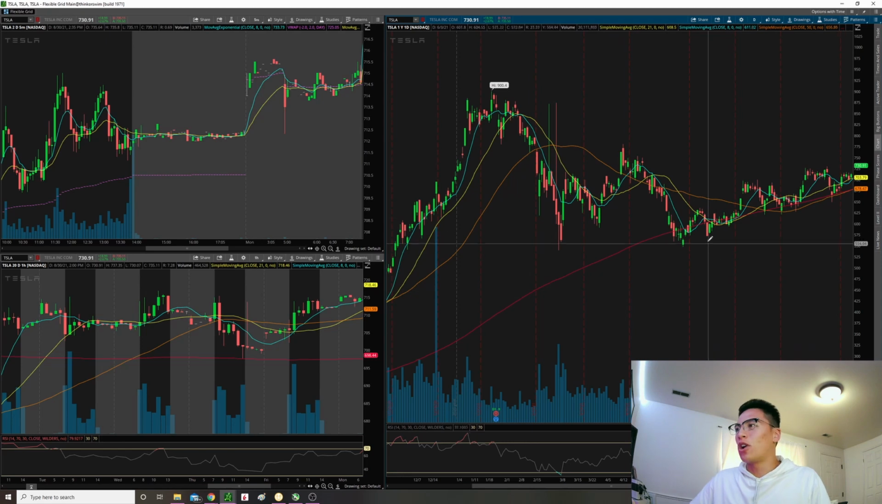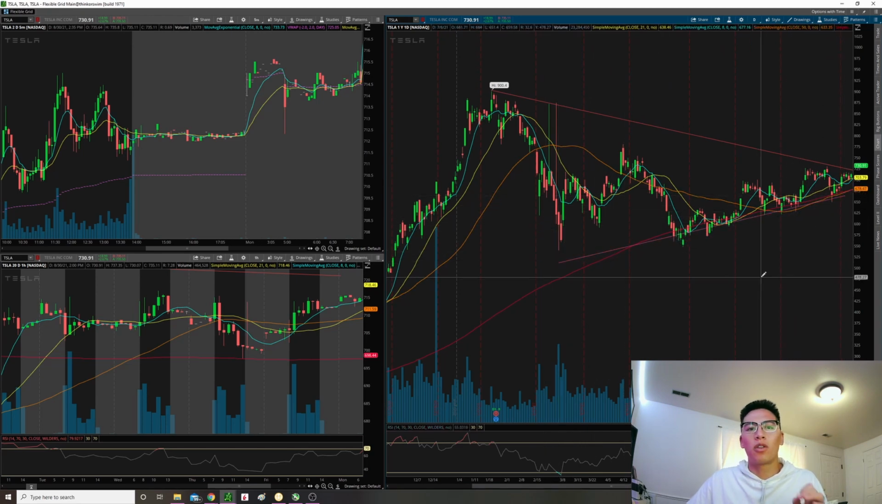So this is the daily chart on Tesla. Again, we're still in this pennant type formation here. It's getting really tight on the price action, and that's exactly what we want to see. This is where the breakouts happen, whether they be up or down, and we've got to be ready to capitalize.